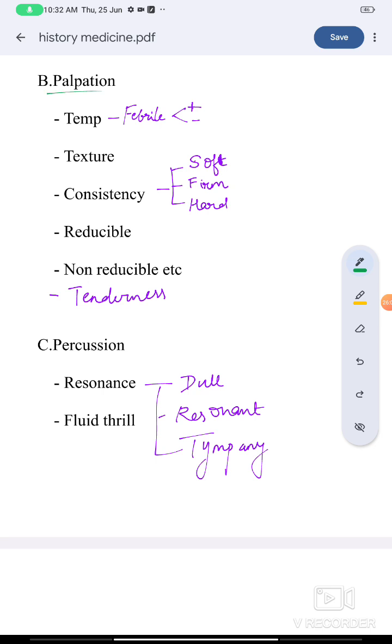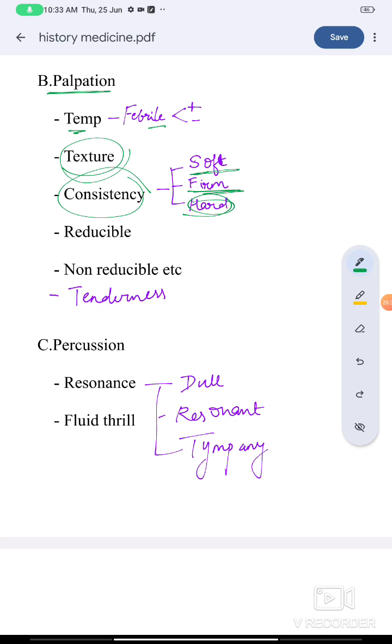So moving to palpation. In palpation you have to note the temperature, that is, whether the part is febrile to touch or not. Then you have to note the texture and consistency. Consistency may be soft and fluctuant or it may be firm. Firm, for example, if you feel the tip of your nose, then it is firm. Then there is hard. Hard is stony hard. Hard consistency is mostly indicative of malignancy.